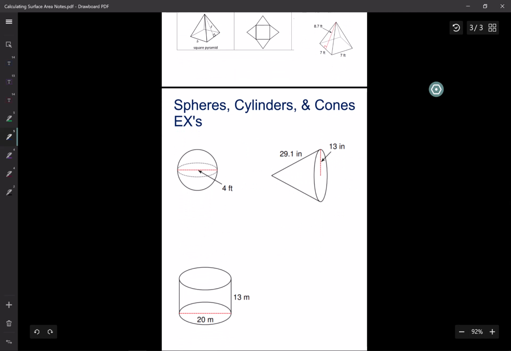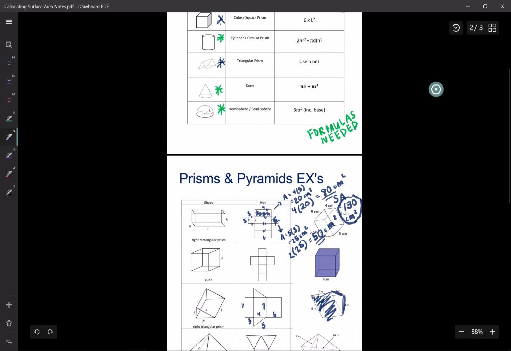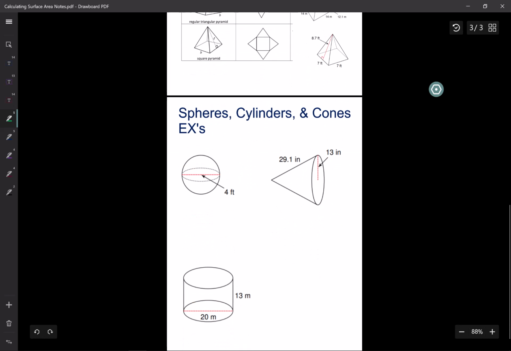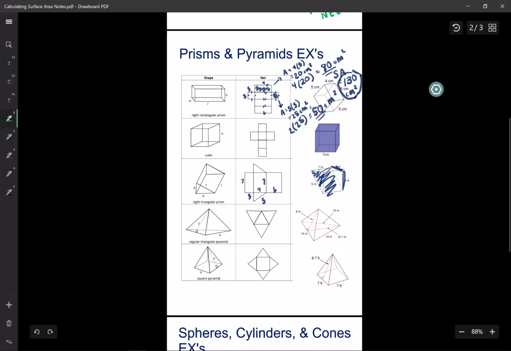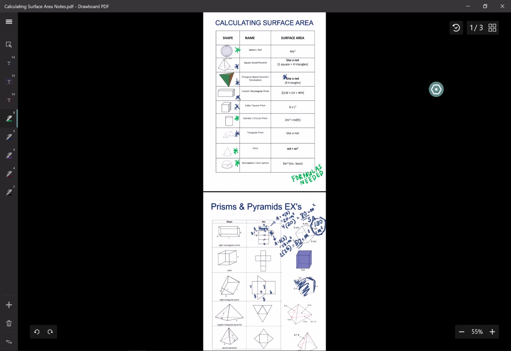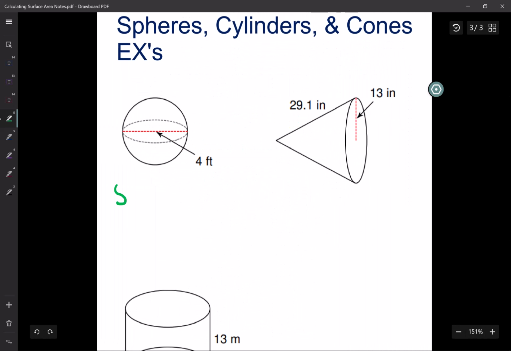For spheres, cylinders, and cones, those are the ones that I labeled in green. Formulas are definitely needed, just because sometimes it can be a little tricky to get the net diagram of a sphere, to get the net diagram of a cone, right? So I'm just going to plug them in to the formulas. Formula for the surface area of a sphere is 4 times pi times the radius squared. And I just plug in that given information.